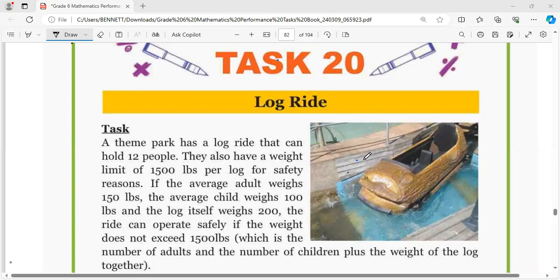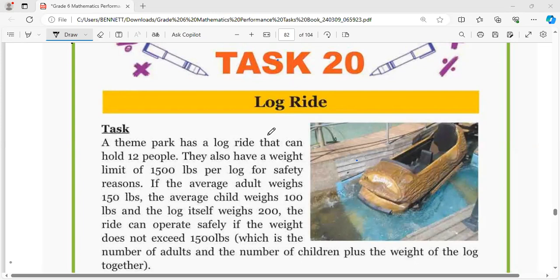All right. So what's the maximum weight? Sir, the maximum weight is 1,500. 1,500. What can make up that weight? What do they consider in all of that? 12 people.